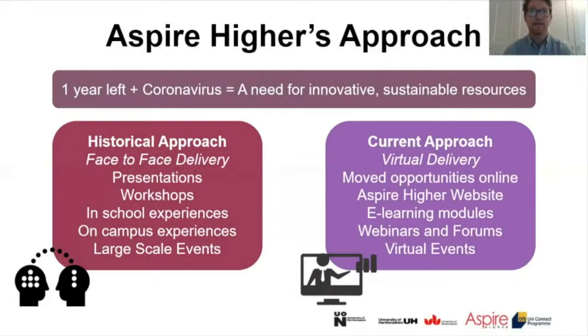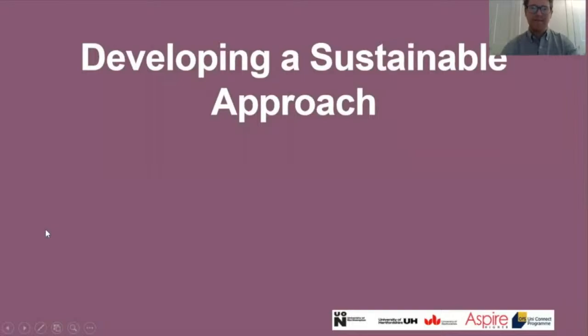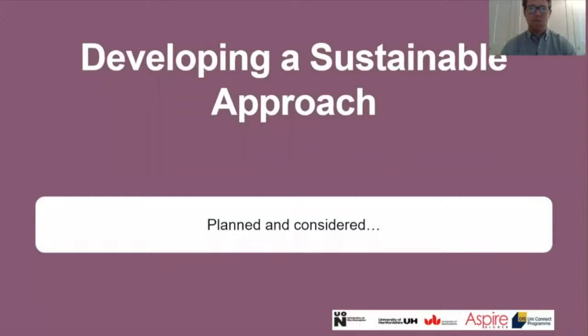It also means that these resources, instead of being one-offs, are now permanent, that can be accessed again and again and again, which means the intended impact of those resources is that they've got that sustainable approach, that longevity. They're not just one-offs. So how can we develop a sustainable approach? Well, this needs to be well planned, well thought out, and well considered, and sit firmly within individual school improvement plans.